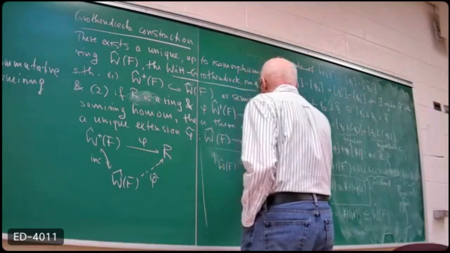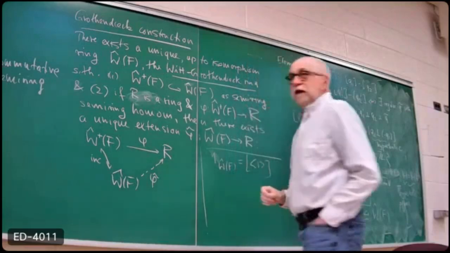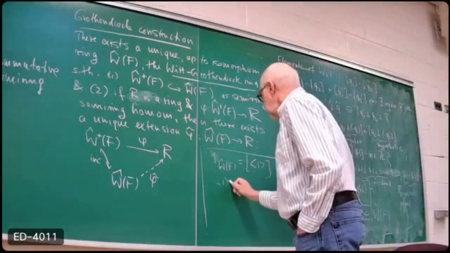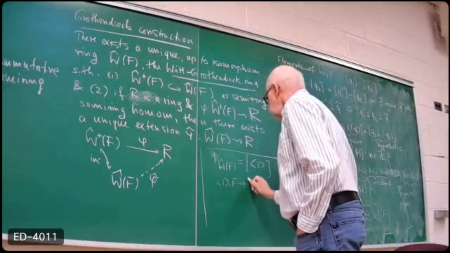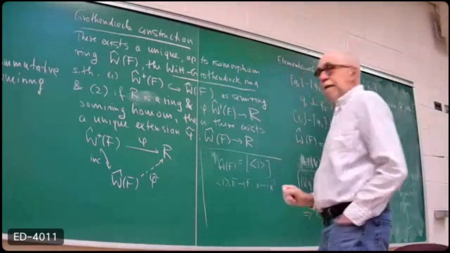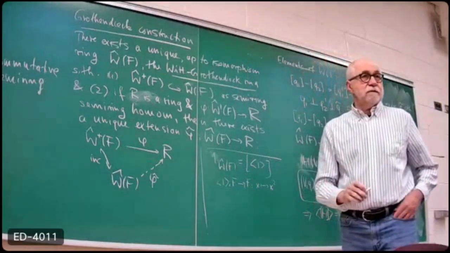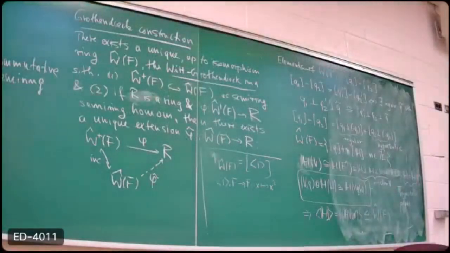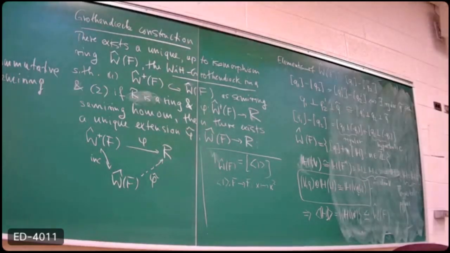Just the isometric classes of the form given by one. So you remember one was the form from F to F, and that's x to x. If this is one, then the canonical isomorphism of the vector spaces from F tensor B to B is in fact an isometry.